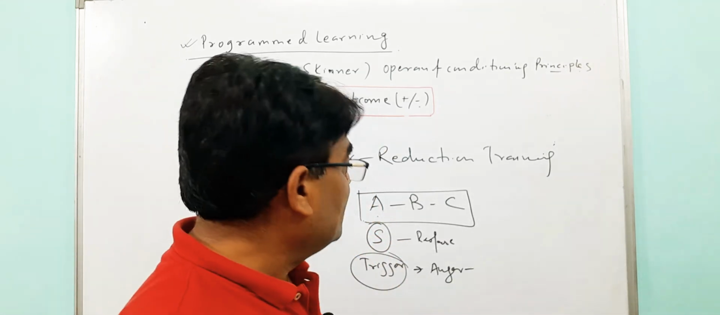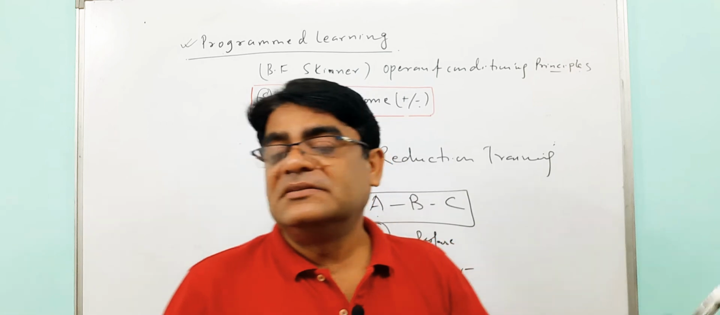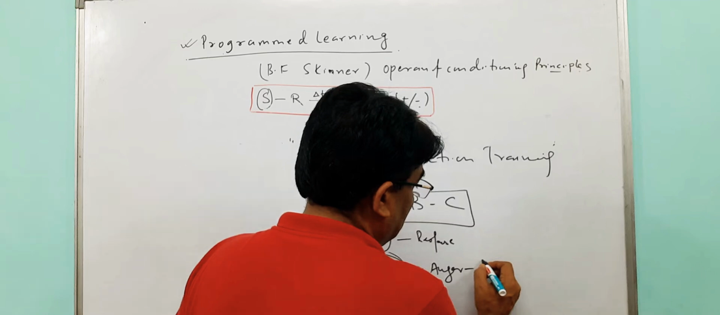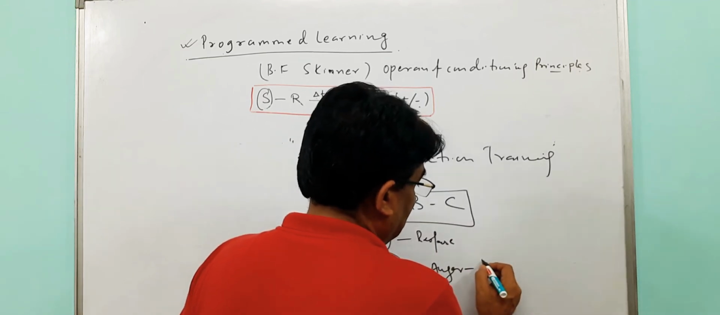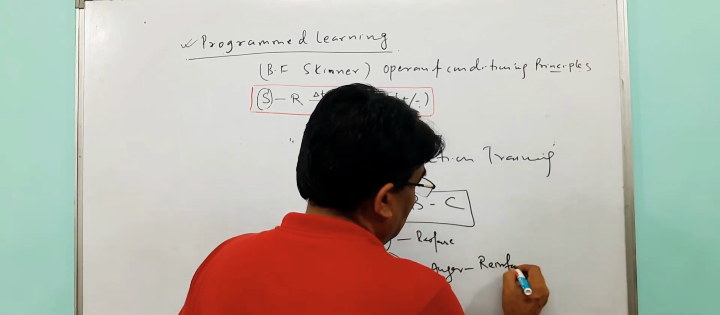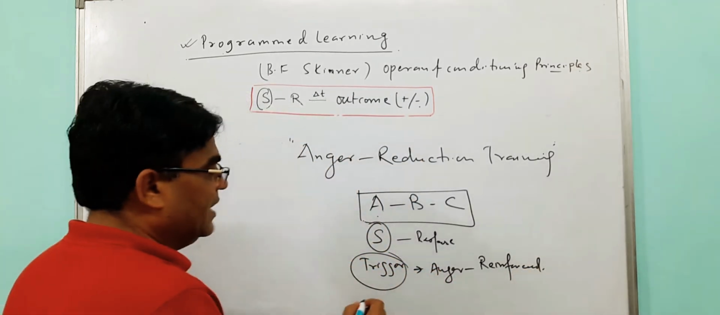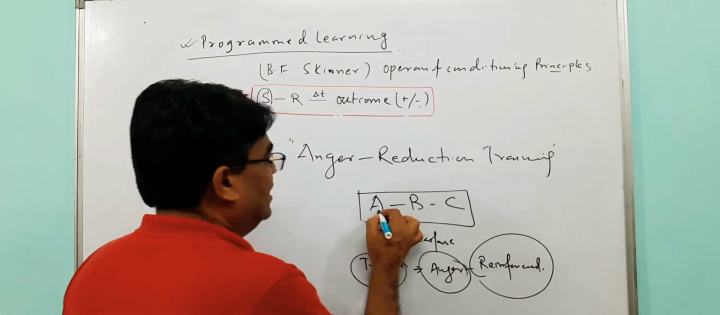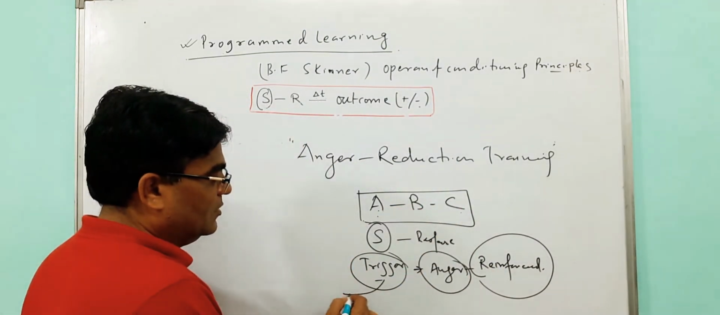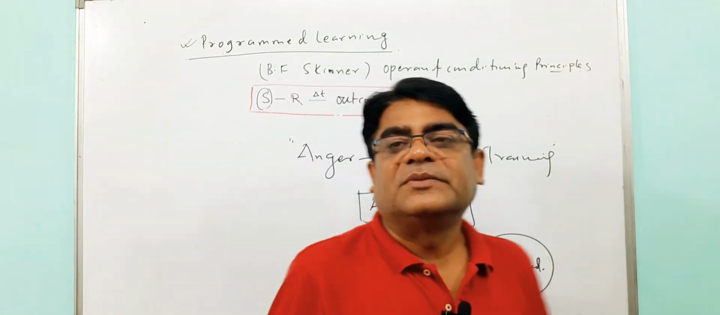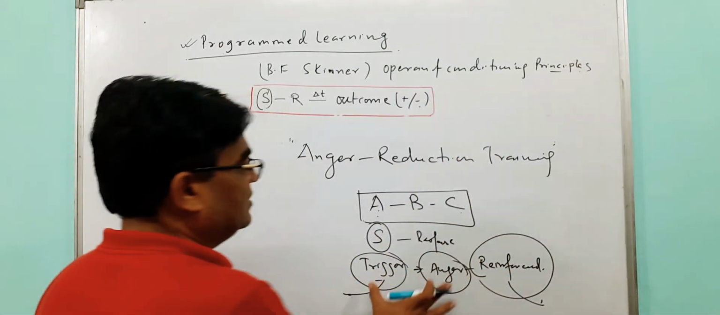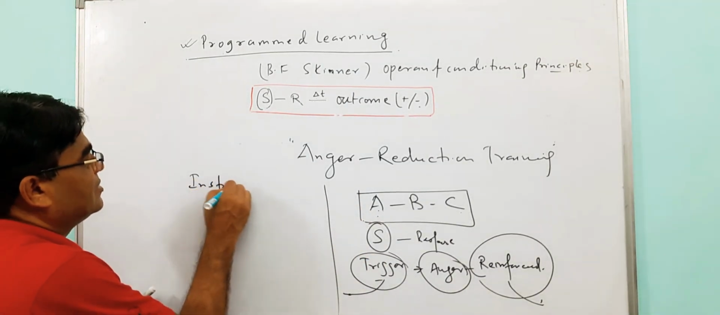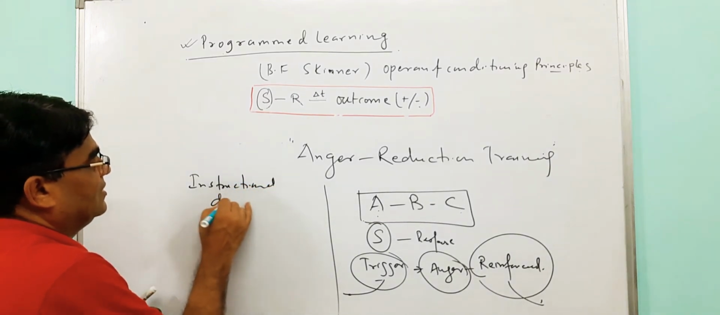So somehow there should be management of contingency, meaning outcome. Here are the consequences. C is for consequences, and here I am talking about reinforcement. So in order to control this anger, we should manage the trigger and the reinforcement. We should control antecedent and consequences. We should control the trigger, we should control reinforcement. So now, on the basis of this principle, you can give an instructional design.